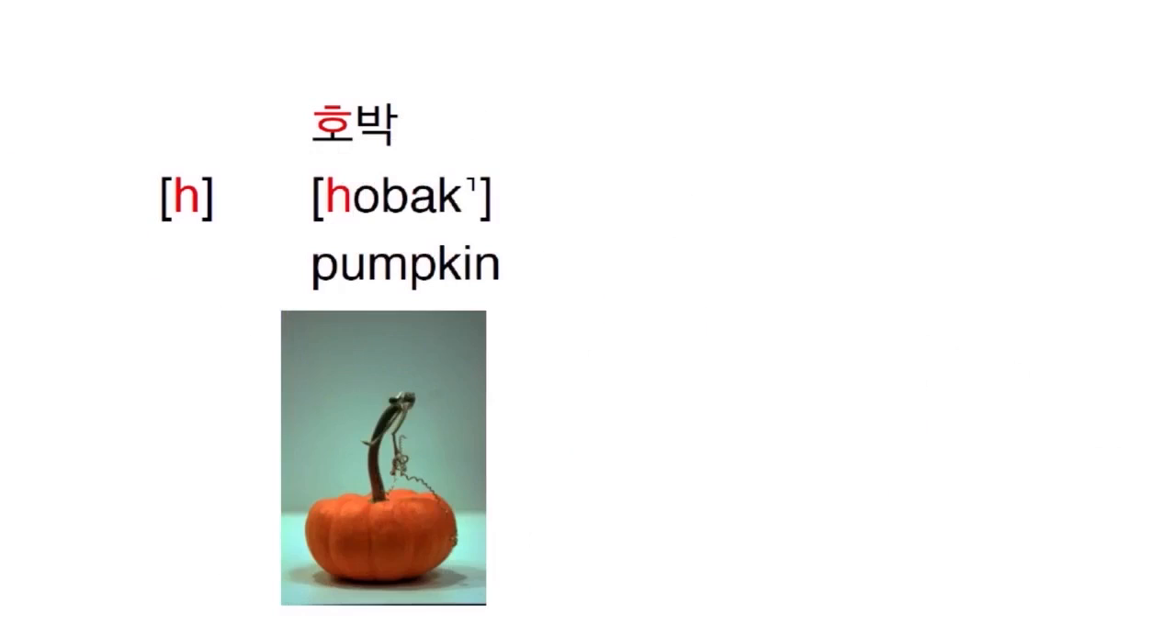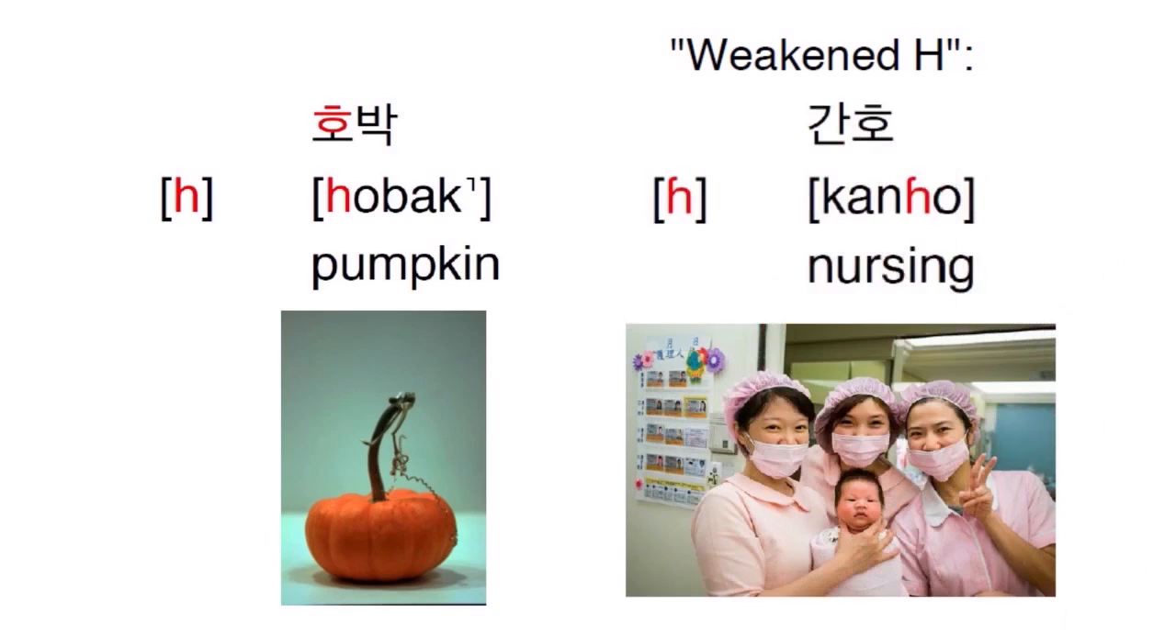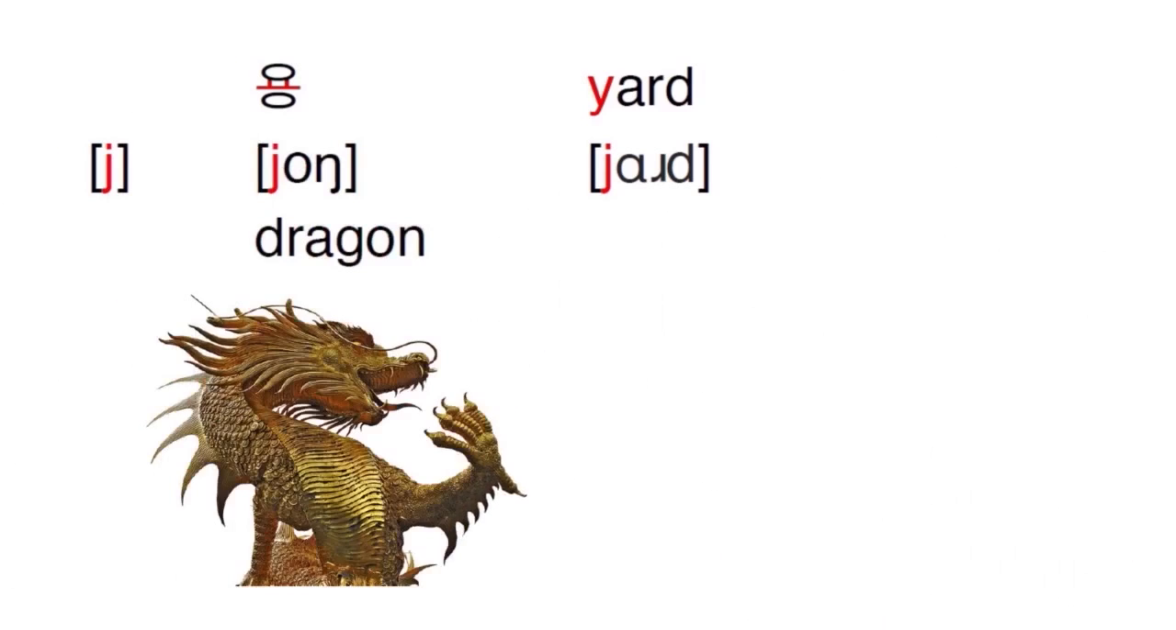Korean's H also has an alternate, sort of weakened version when you're talking fast and you run into an H between vowels or voiced consonants. Which you'll find in a word like 간호. It's not 간호, it's 간호. The symbol we'll use for that H is an H with a curved line on top. H, 간호. This symbol, which looks like a lowercase j, is Korean's 유, as in 용, or English's yard.